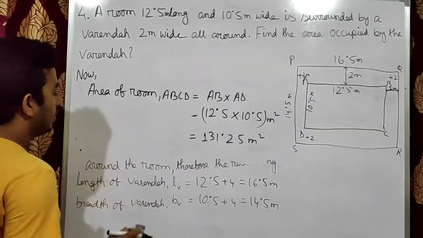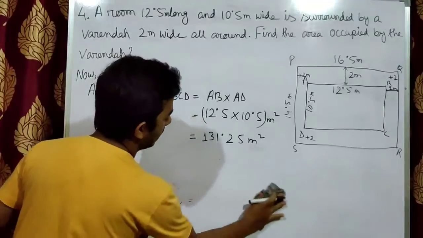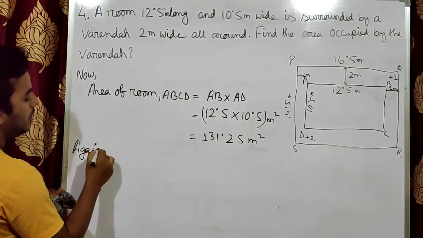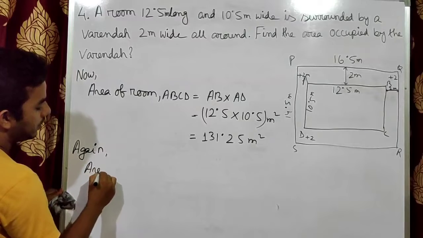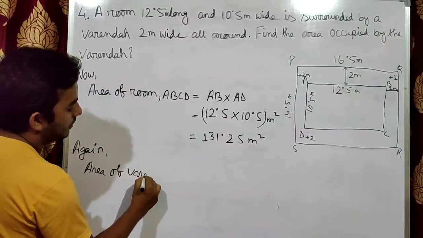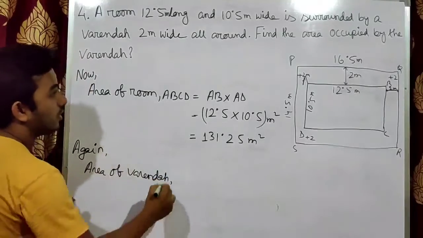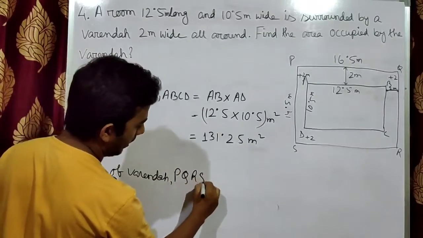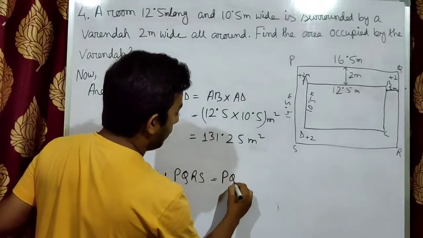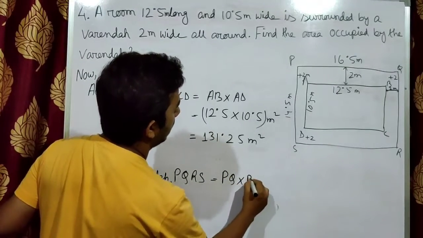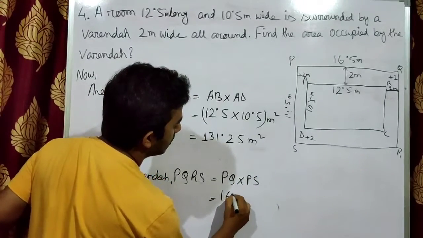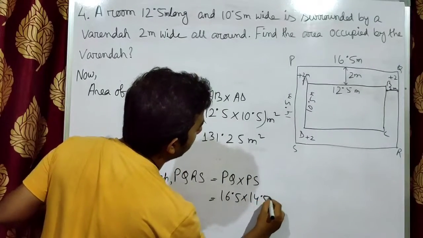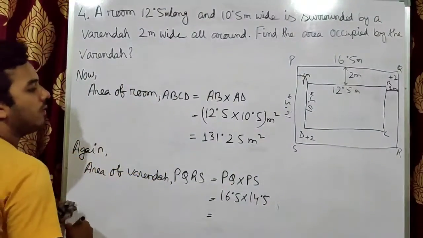Next we will find area of Bharanda. So again we will write area of Bharanda. The name of our Bharanda is what? PQRS. It will be PQ into PS. Clear? PQ is 16.5, then PS is 14.5. So now if we multiply 16.5 into 14.5, let us see what happens.